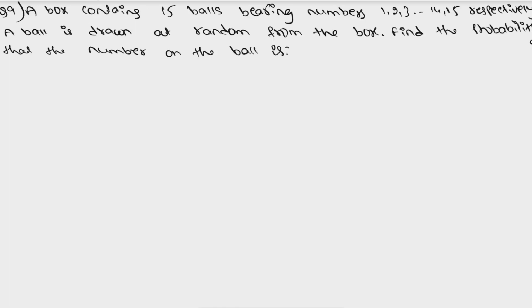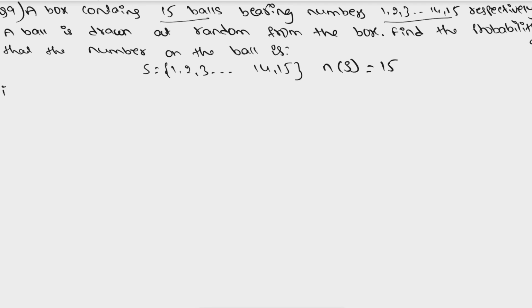So here we have our question number 9, where a box contains 15 balls bearing numbers from 1 to 15. Each ball has one single number respectively. A ball is drawn at random from the box. We need to find the probability. As usual, first we need to write the sample space, which is all the numbers from 1 to 15. So what are our total outcomes? Total outcomes are 15.